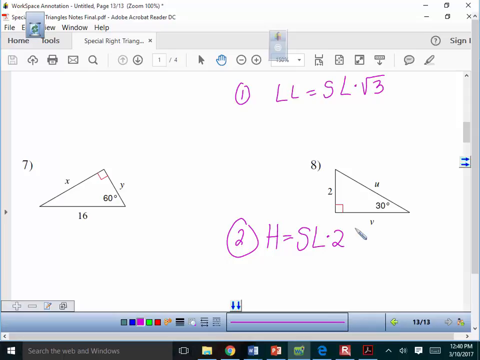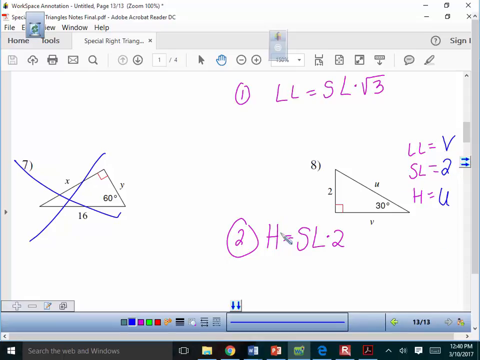All right, so let's identify 3 things. We need to find the long leg, the short leg, and the hypotenuse, okay? So, what do we know? We're doing 8. 2 is the short leg. It's visually the short leg, and also the leg that's across from the smallest angle is the smallest side. 30 is the smallest angle, so U is the hypotenuse, and V is the long leg.